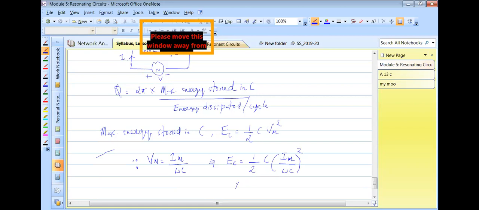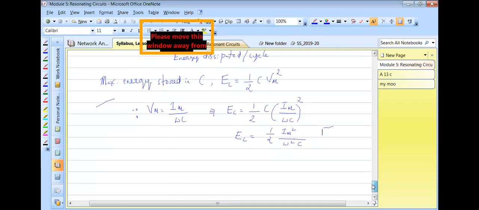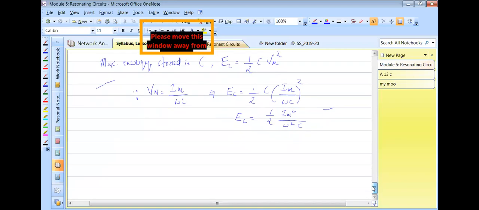Now what is left behind as your energy stored in C? As energy stored in C, we have half Im squared by omega squared C in the denominator. So this is energy stored in C. Understand? Now say this is equation A.